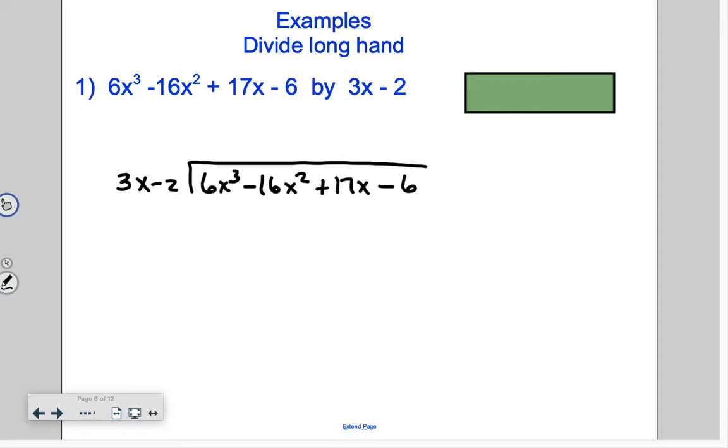3x times what gives me that? 2x squared. There we go. There's your first part of your answer, the first part of your quotient. Just like you did with the numbers, we then take that and multiply it through the 3x minus 2. 2x squared times 3x gives you 6x cubed. 2x squared times the negative 2 gives you a negative 4x squared. And we subtract. Okay, just like we had the 28 minus 27, same idea.